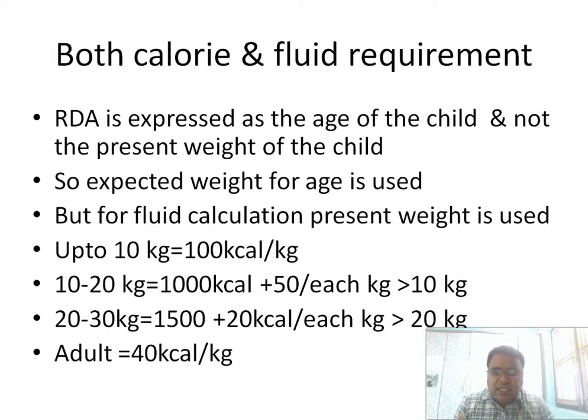So first 10 kg, 100 kilocalorie per kg, second 10 kg, 50 kilocalorie to be added extra, and 20 to 30 kg, 20 kilocalorie to be added extra per kg. This is the calculation. Fluid requirement is as per the present weight, but calorie requirement is as per the expected weight. This is the difference that we have to know.